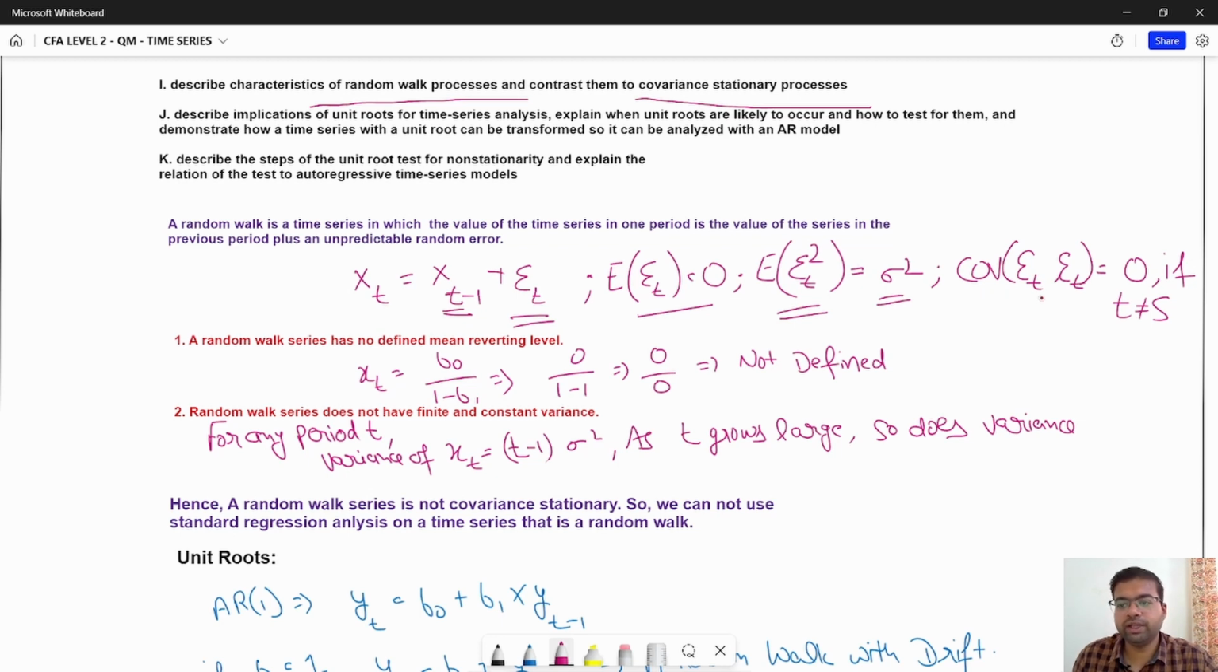The covariance of the error terms of two different periods is 0. So you basically need to remember this, that a random walk is simply the value of the dependent variable in the previous period plus an error term, so that the value fluctuates like this. This is a random walk process. What are the characteristics of a random walk?